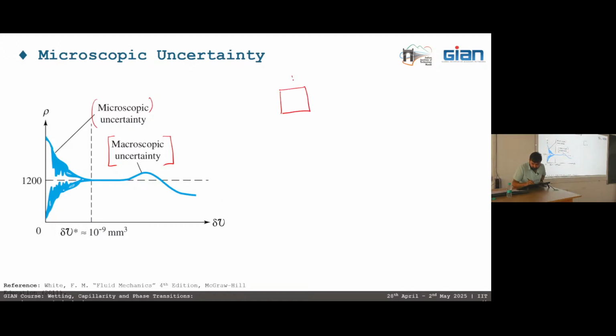So let me consider a small box here, and let us assume that at any given time, the number of molecules in this cube is on the order of, let's say, 10. Now, because of the random motion of these molecules, in this controlled volume, molecules will enter, molecules will leave.